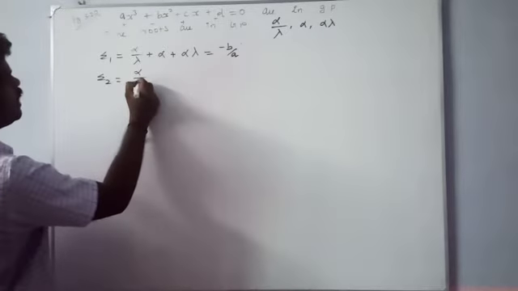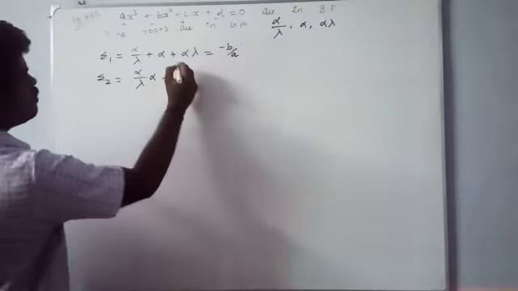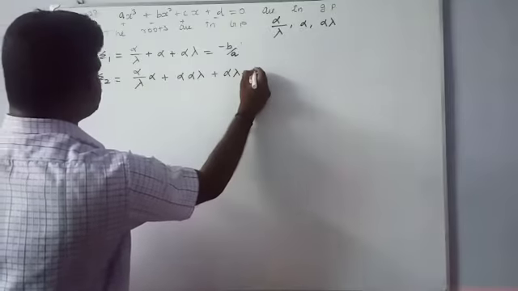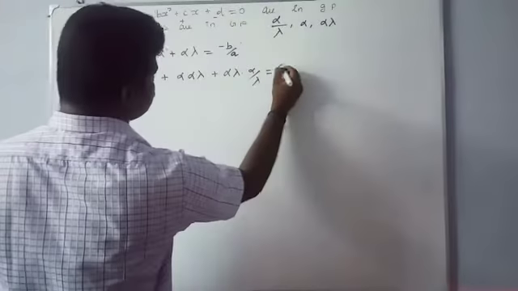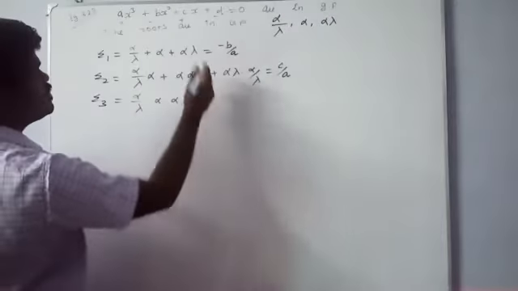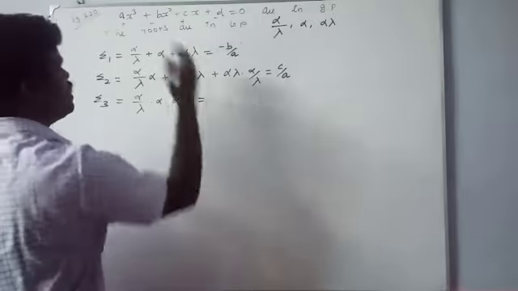Minus b by a. And summation 2 is equal to what? Product of the roots taken two at a time. Alpha by lambda into alpha plus alpha into alpha lambda, and another one is alpha lambda into alpha by lambda, which is equal to c by a. And summation 3. Summation 3 means the product of these three roots. Alpha by lambda into alpha into alpha lambda, which is equal to minus d by a.